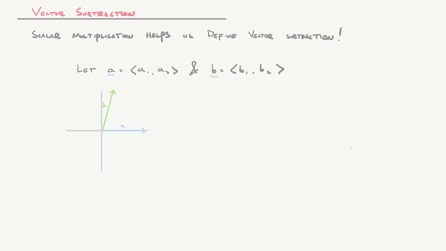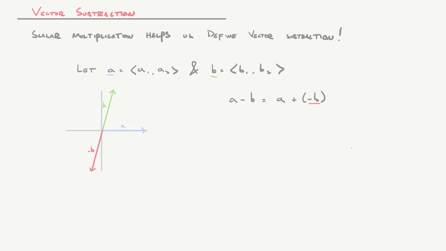So we're going to go ahead here and let A be the vector A1, A2. B is B1, B2. Those are the position vectors. And I want to define A minus B. So the first thing that we're going to do is find negative B. What is negative B? What's the negative vector for B? Just multiply it by negative 1, right?